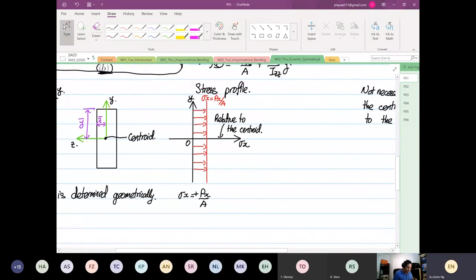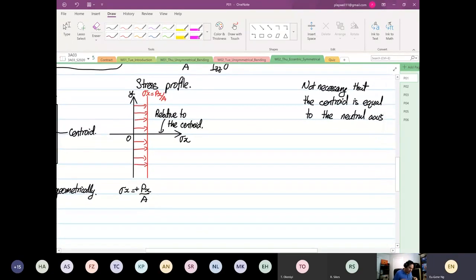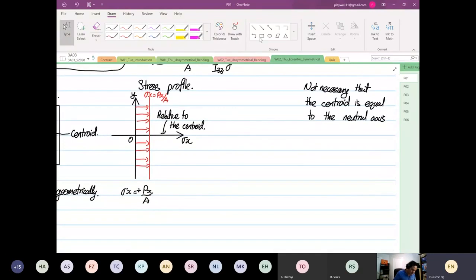Now, this is just one of our stress profiles. Then we have another profile coming in, and the next profile will be our bending moment. Again, this is my stress x, and then this is our y distance.